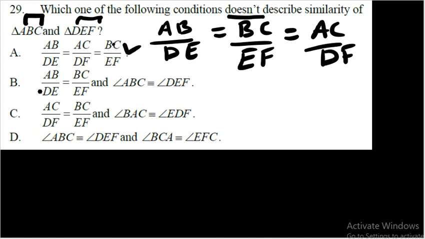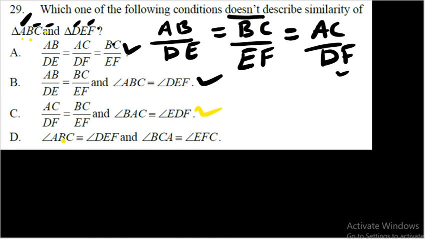The question asks which one doesn't work. Again, AB over DE is equal to BC over EF, yes. And angle B must be equal to angle E, yes. Because for ABC, look, which angles are corresponding angles? Angle A with angle D, angle B with angle E, and angle C with angle F. So the second one is also correct. Next, AC over DF, which we mentioned already, is equal to BC over EF, yes. And for BAC I have to say EDF, that's correct.